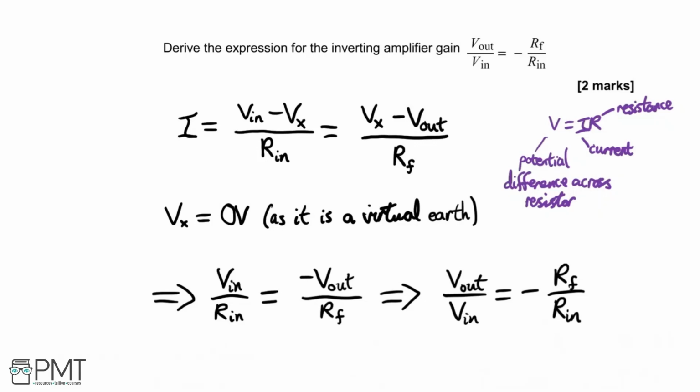Now, in terms of marks for this question, your first mark will be for correctly identifying that the currents in the resistors will be the same and substituting in a form of Ohm's law. And your second mark will be for making the necessary changes due to the fact that the potential at X is equal to 0 volts. So 2 marks there.